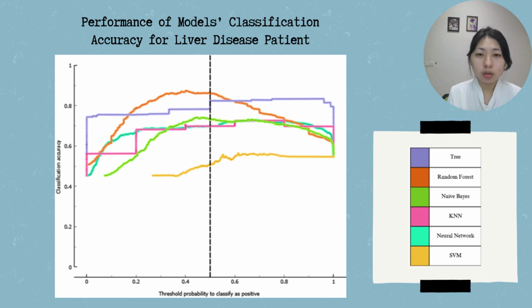In my own perception, random forest and decision tree are better for classifying numerical data, while neural network models are better for image pattern recognition and classification. That's all from me. Thank you.